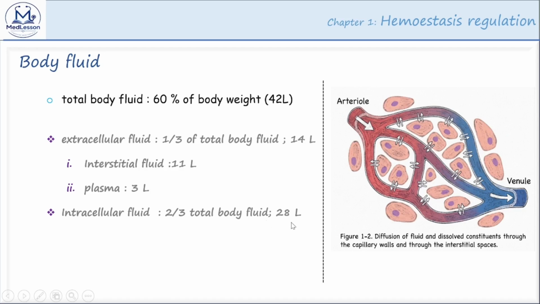We have a separate chapter for the body fluid in the physiology. We will discuss it later with details. But for now, beside this, remember one thing else, and that's that intracellular fluid is rich in potassium, phosphate, and also proteins, which all start with P. And the extracellular fluid is rich in sodium.